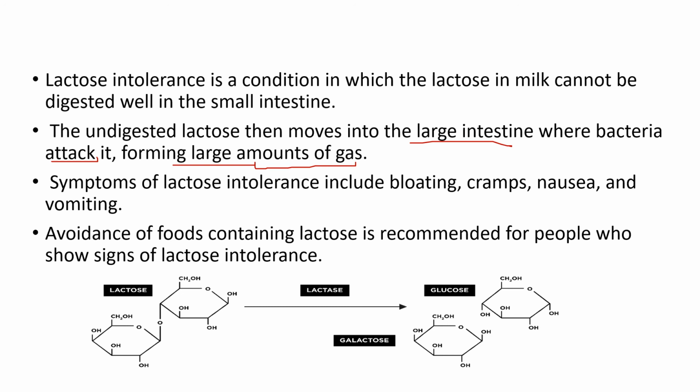So the proper digestion of milk and milk products does not take place in them. So undigested material moves into the large intestine where bacteria form a large amount of gas. Their symptoms of intolerance include bloating, cramps, nausea and vomiting. Awareness of food containing lactose is recommended for people who show signs of lactose intolerance.